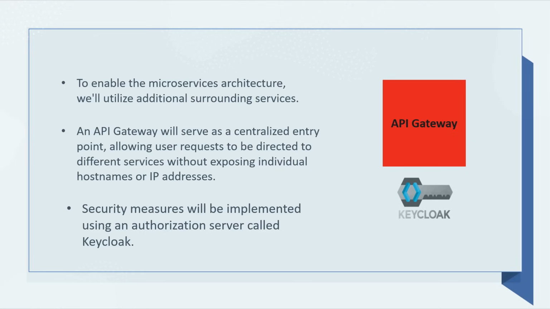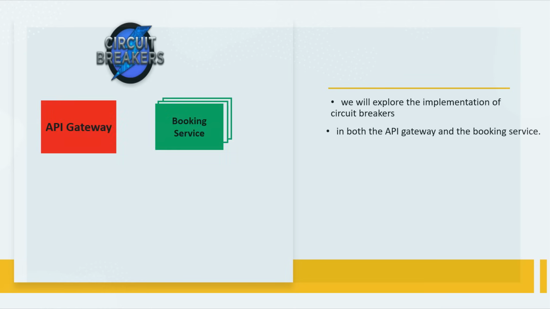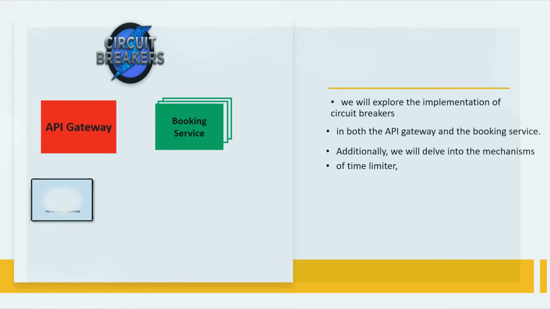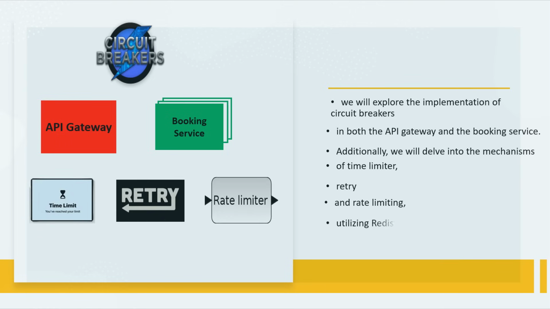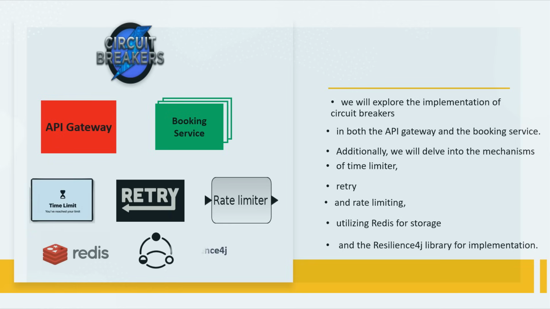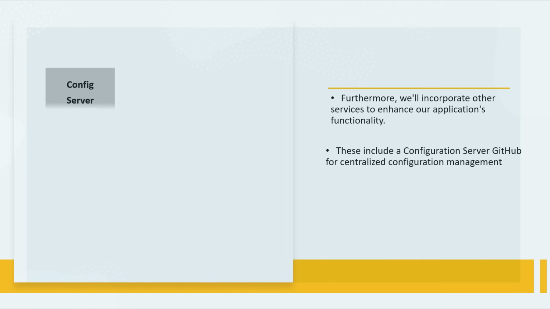Security measures will be implemented using an authorization server called Keycloak. We will explore the implementation of circuit breakers in both the API gateway and the booking service. Additionally, we will delve into the mechanism of time limiter, retry, and rate limiting, utilizing Redis for storage and the Resilience4j library for implementation. Furthermore, we will incorporate other services to enhance our application's functionality.